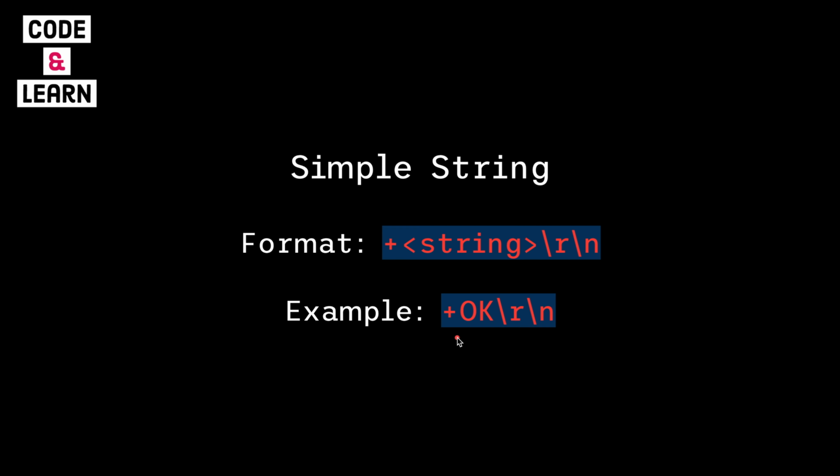Here we have an example. We are sending OK from the server to the client. So we started with a plus to indicate that it is a simple string. Then we have the message, which is OK, and then the terminator. This way you can use the binary data to represent different data types.